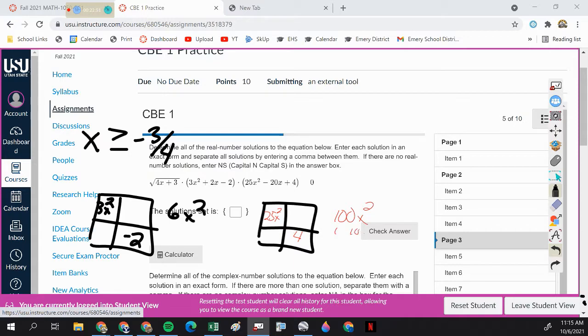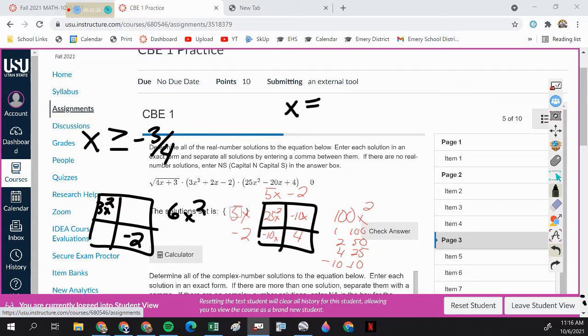So 1 and 100, 2 and 50, 3 doesn't work, 4 and 25. Oh, how about 10 and 10? They're both negative. So negative 10x, negative 10x. Pull out a 5x, and we get 5x minus 2 and 5x minus 2. That's a duplicate root. Does it want me to put it twice? That's a good question. We'll find out here in a second.